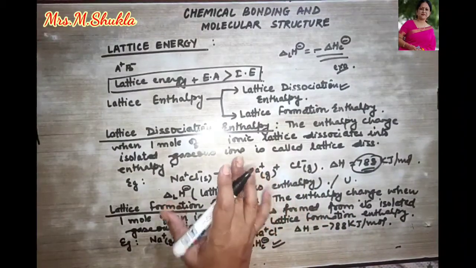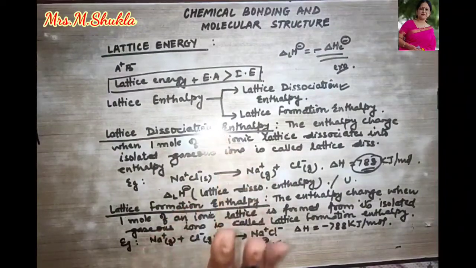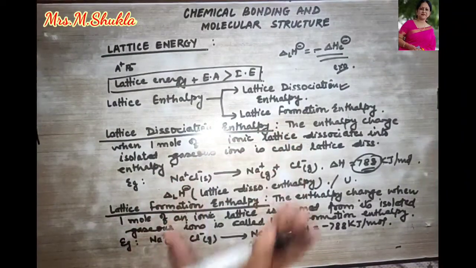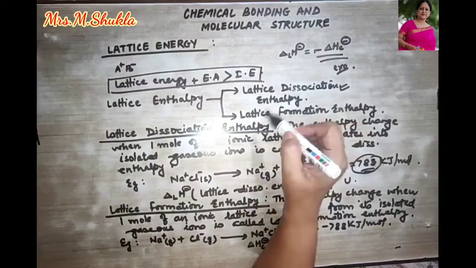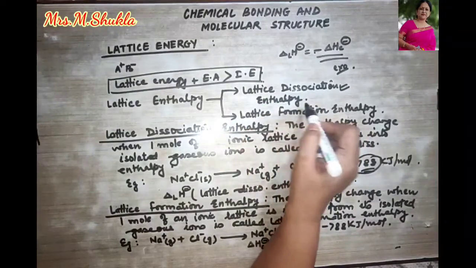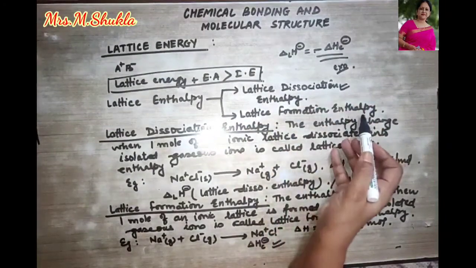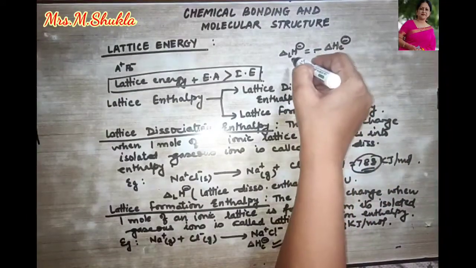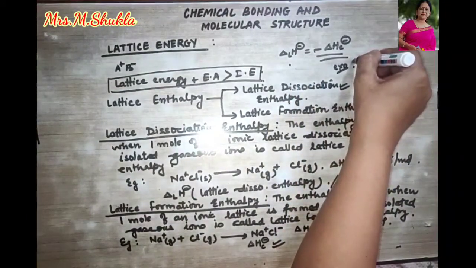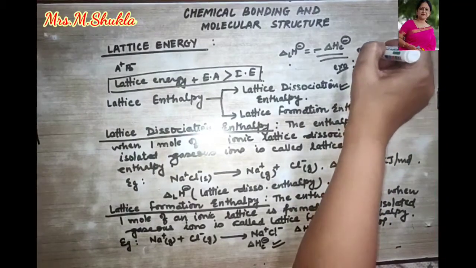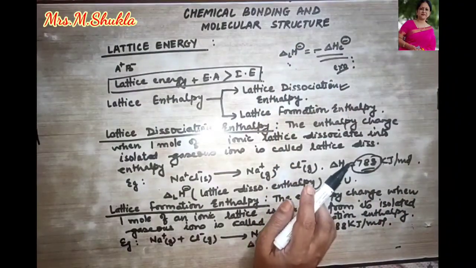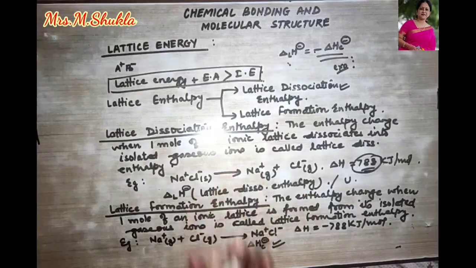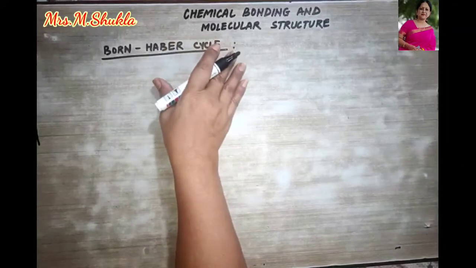Now we are going to understand how to do the calculation of the lattice enthalpy. So when I say lattice enthalpy, we are going to understand how to find the value of lattice dissociation enthalpy or lattice formation enthalpy. And you know, once you find lattice dissociation enthalpy, you can easily find lattice formation enthalpy, or if you find lattice formation enthalpy, you can easily calculate your lattice dissociation enthalpy, right? So coming to Born-Haber cycle.